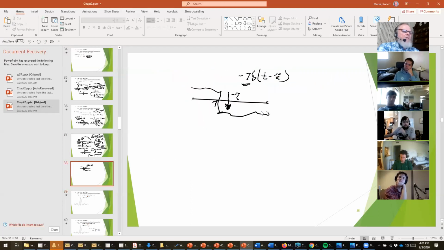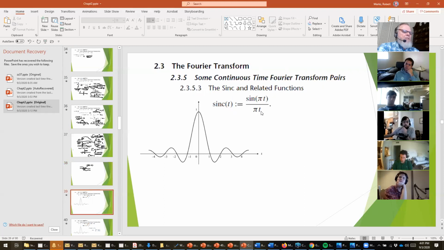Okay, if not, let's go on to a very beautiful function. It's the sinc of x. You've all seen this, and you've seen it defined probably in different ways. We're going to define it in the most beautiful way possible. It's a beautiful, beautiful way of doing it. It's the sine of pi t over pi t.